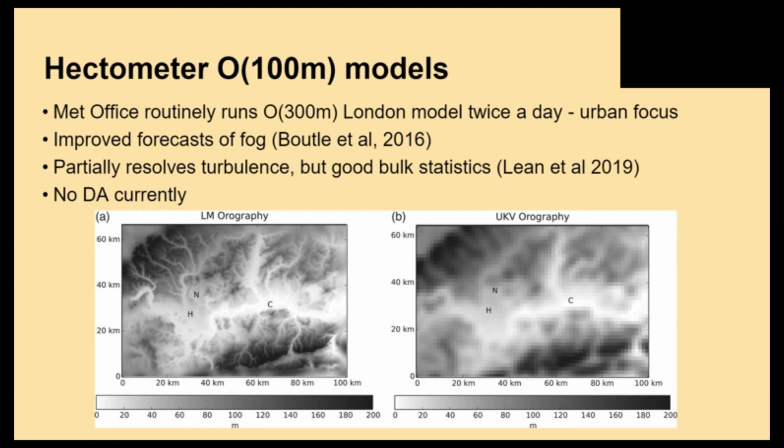Research has already shown that this improves forecasts of fog, and that the London model, even down at 100 meter resolution, partially resolves turbulence, but it has good bulk statistics. And that system doesn't have any data assimilation, and there aren't any current plans to put any data assimilation in, which doesn't mean that couldn't happen in the future. And the Met Office are not the only people with a model of this type. Indeed, there's going to be an intercomparison experiment at the Paris Olympics in 2024 of these hectometer scale models.